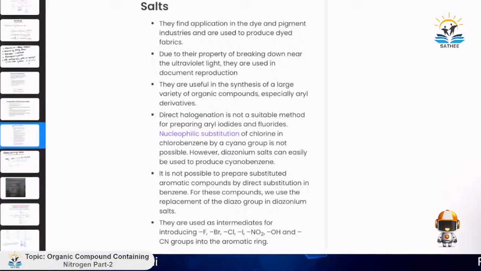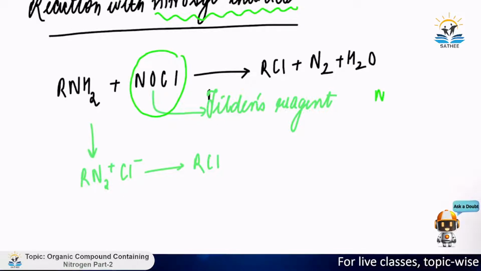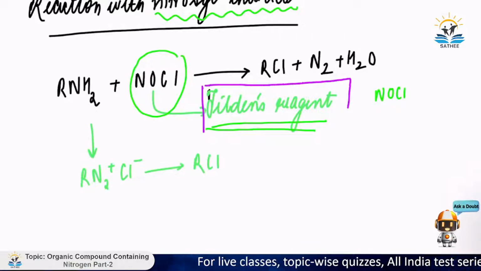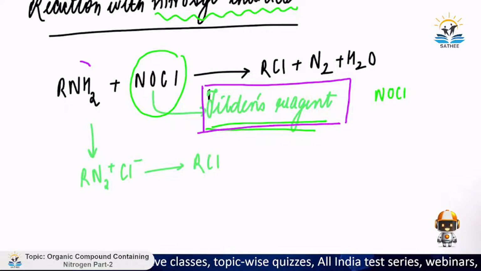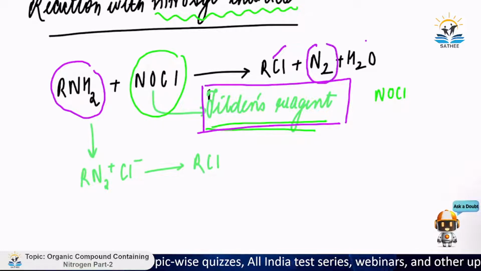Okay, so now creation of diazonium salts. Now we have to see the reaction with nitrosyl chloride. This nitrosyl chloride, NOCl, is also called Tilden's reagent. So they can use this word Tilden's reagent. And then it forms alkyl halide, N2 gas is released, and water is released.